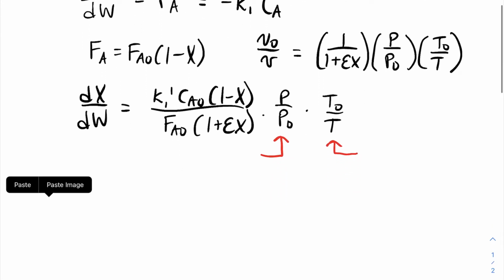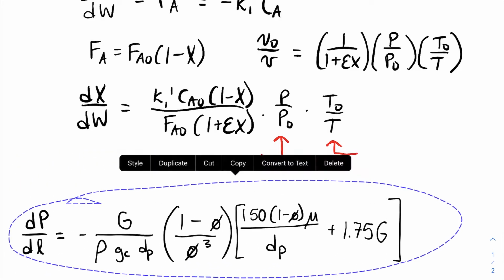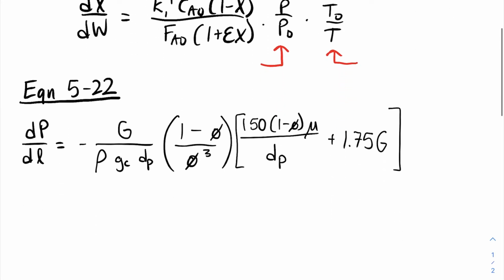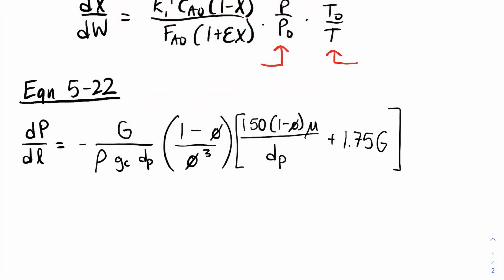Okay, so we're going to start with an equation from the text. It's called the Ergun equation, which is equation 5-22. This equation relates the change in pressure to the change in the length of the reactor. And we know most of the terms in this equation. For example, this is the density, this is the gravitational constant, and this is the particle diameter. Then we have the porosity or the void fraction and the viscosity of the gas.